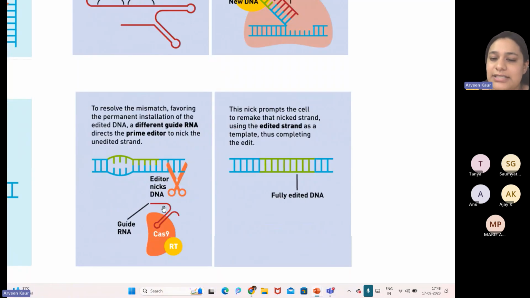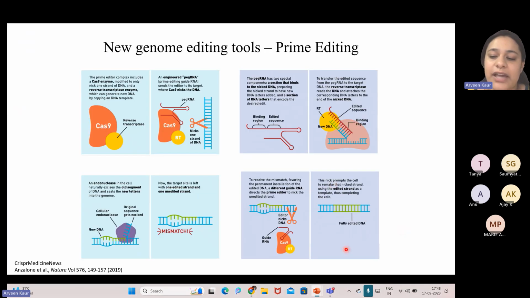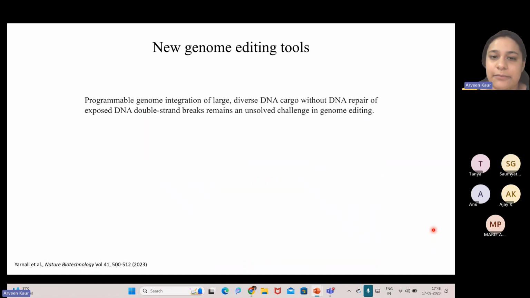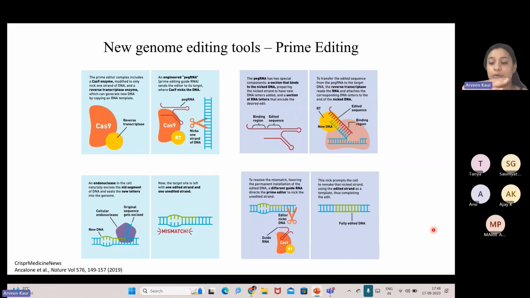It will just have this nicking property, and this nick will basically prompt the cell to remake the nicked strand using the edited strand as the template. So this first strand will be used as template, thus completing the edit. So now we would have a fully edited DNA. So this is how prime editing would work. And as I spoke, this also came from the same group that actually made the base editing tool, right? So from that, you can basically link that over here also.